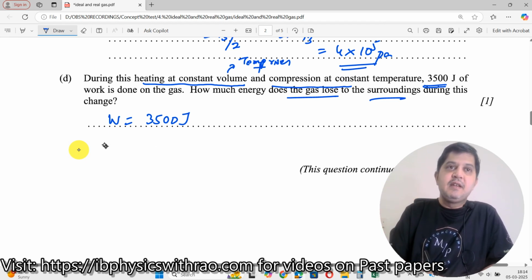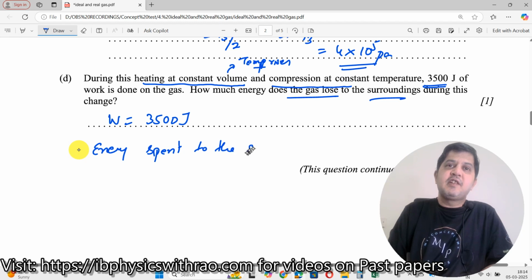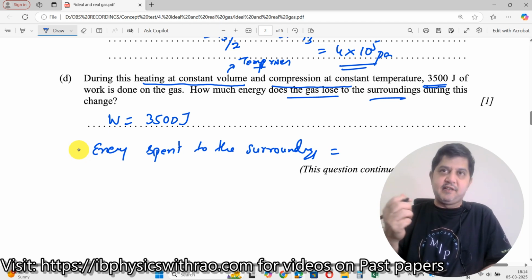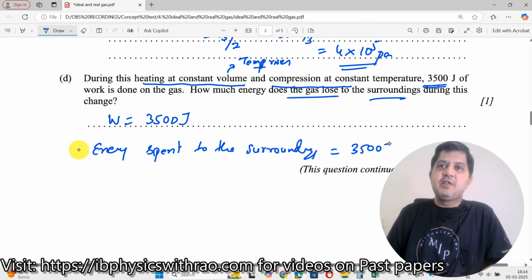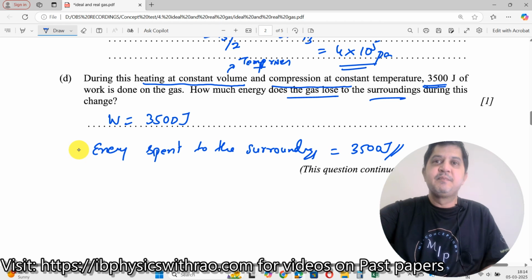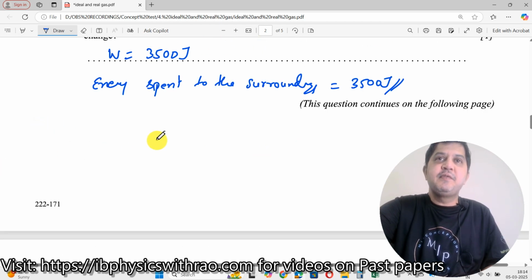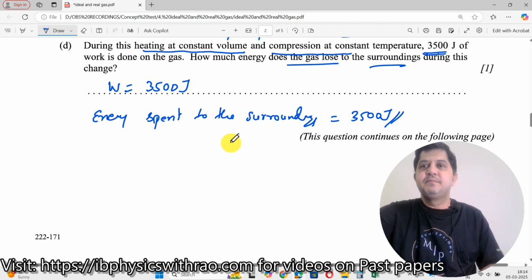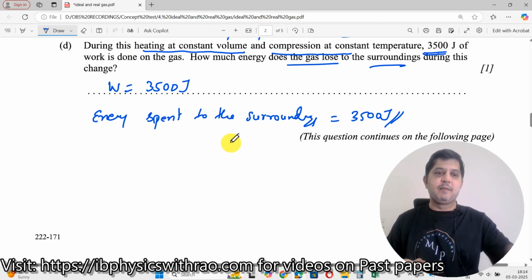So the energy spent to the surroundings is also equal to whatever is the energy stored in the gas, because temperature is not changing. So this should now be equal to 3500 joules only. Logically we need to write this across. With this we come to an end to this problem. Next video we will see the next problem. Thank you.